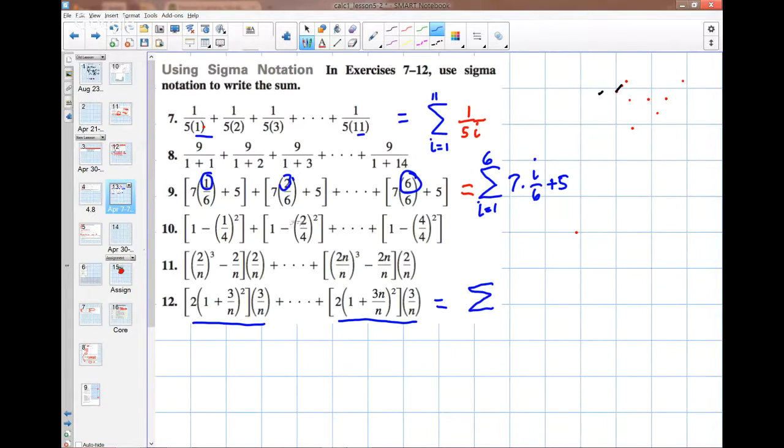So basically, the whole thing that repeats is 2 times parentheses 1 plus 3 squared. Trying to do this without a pen. And then that whole thing multiplied by 3 over n.